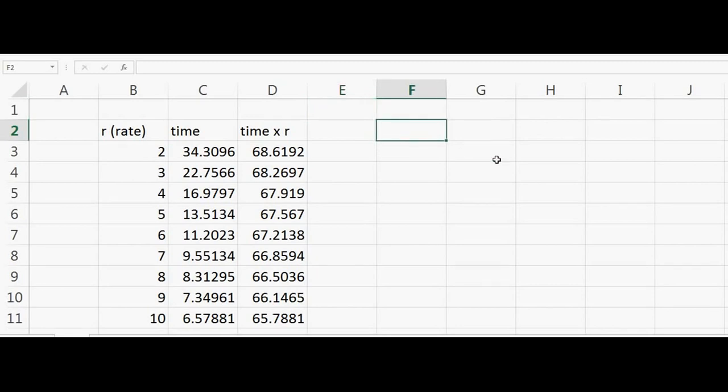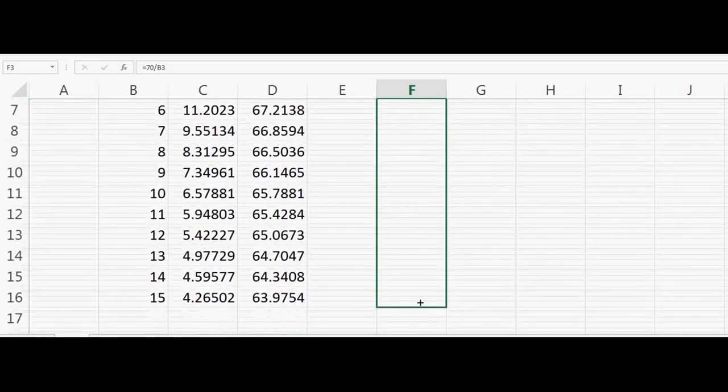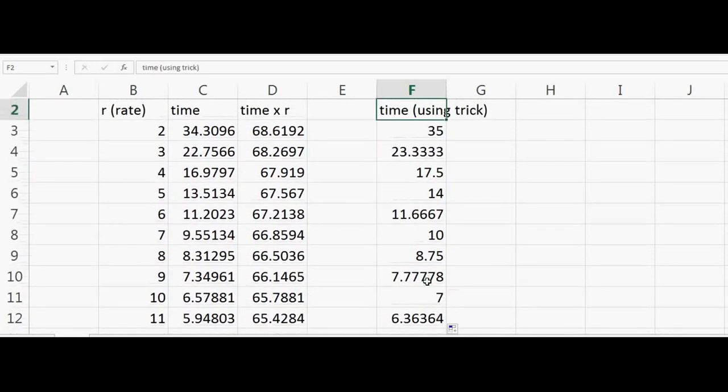So now if we calculate this using the trick, what should be the time using the trick? That should be equal to 70 divided by rate, that's 35 years. You can see that originally we were calculating 34 years, but by using the trick it's 35 years, so it's a very close approximation. And we can keep doing this for all the rates, and we can see that the numbers are very close to each other. So if we have 9.55 years here, we get approximately 10 years.